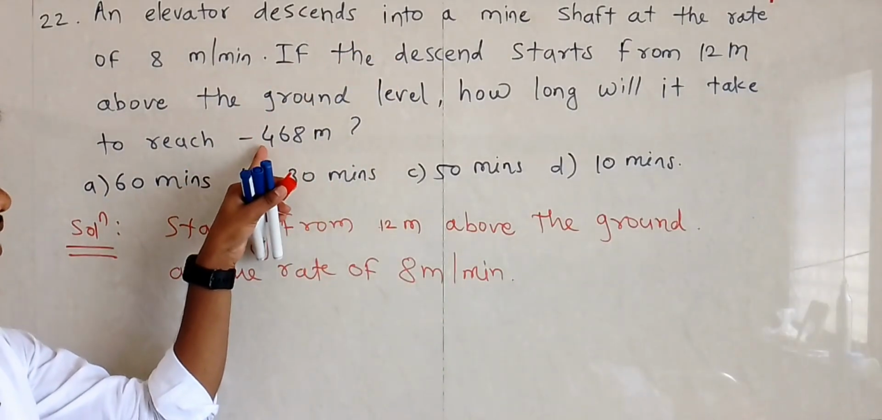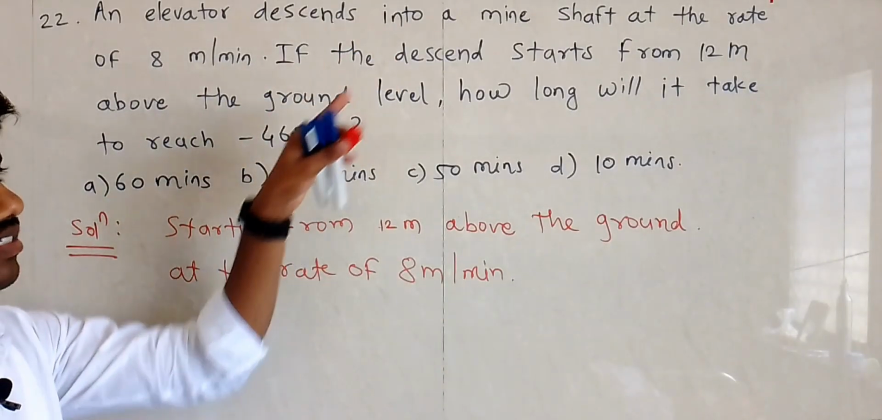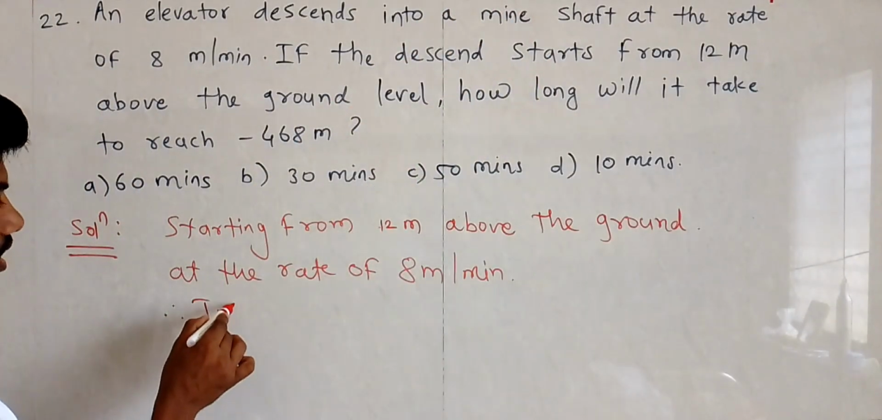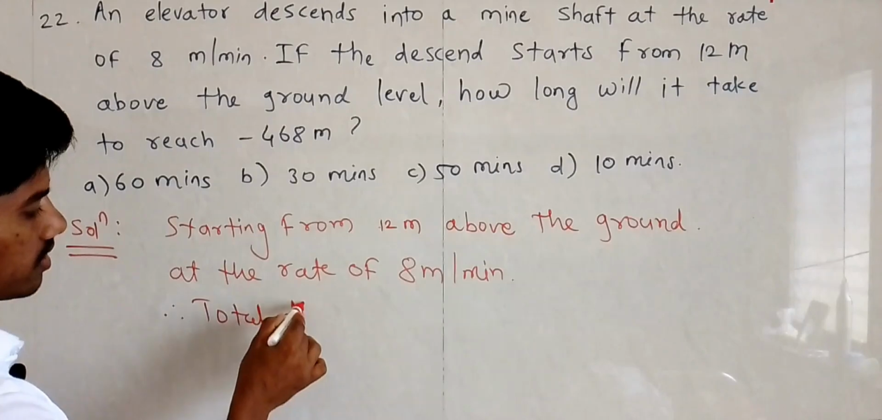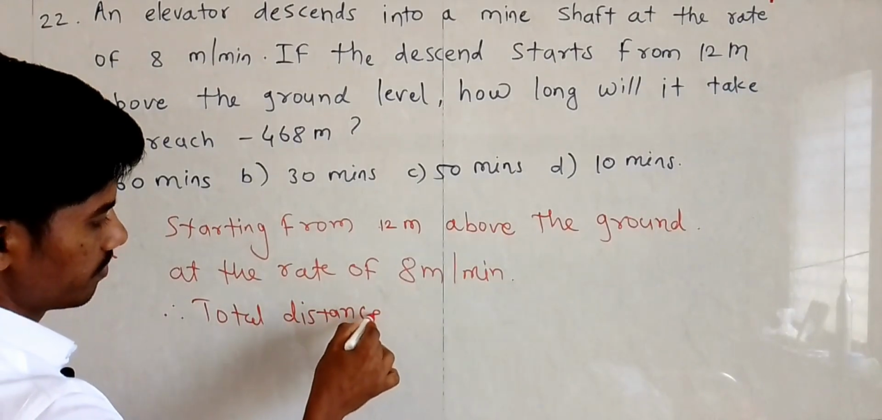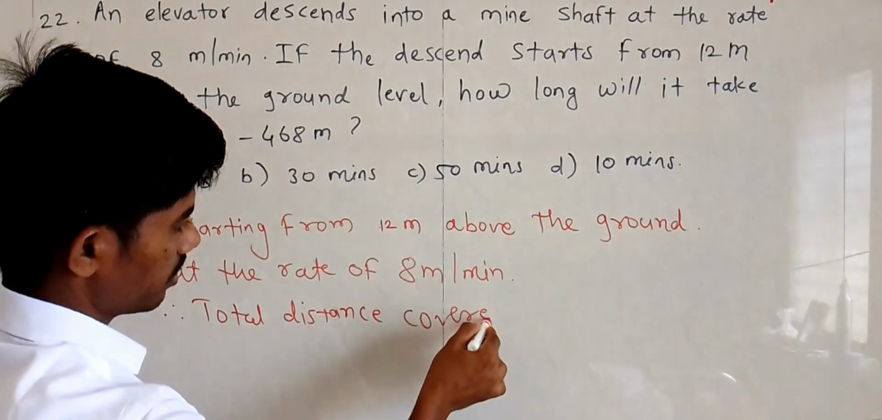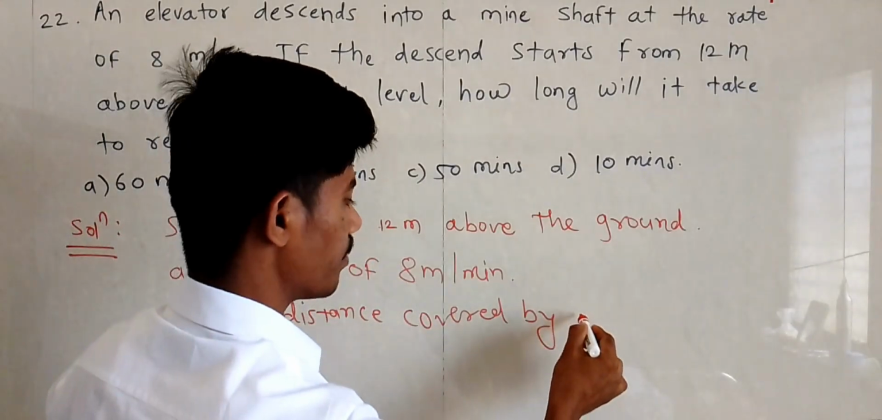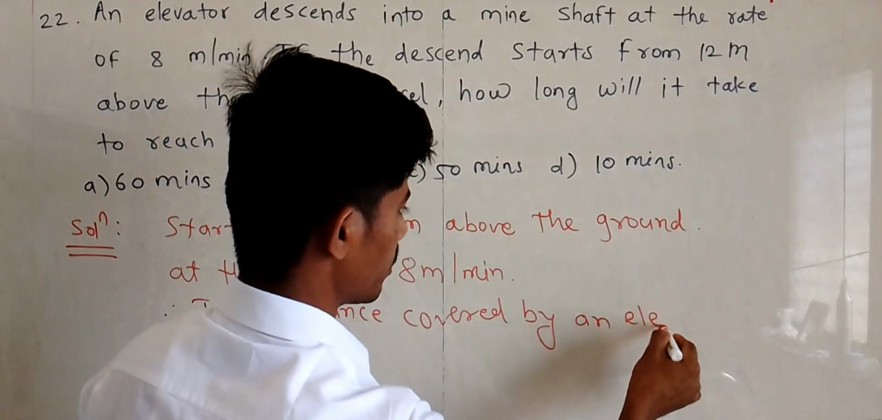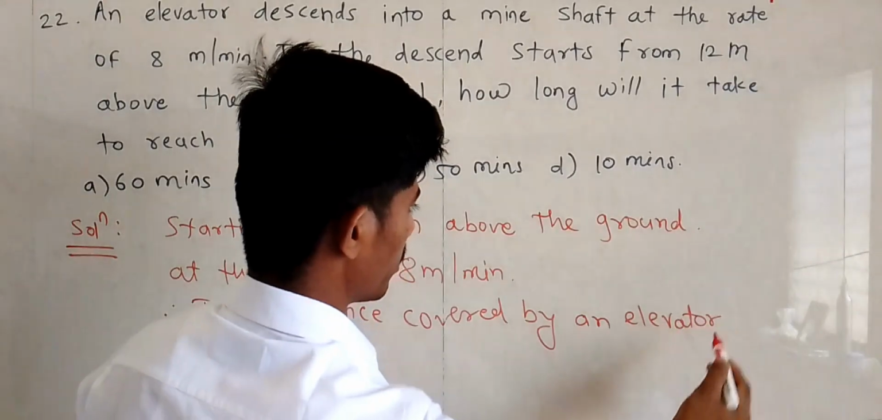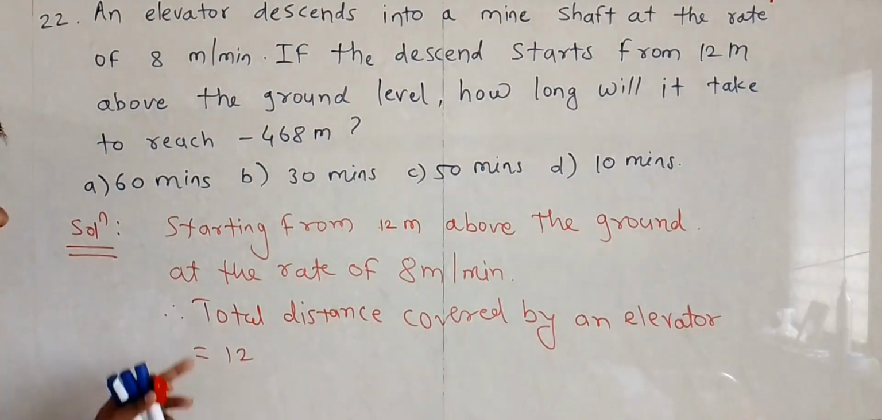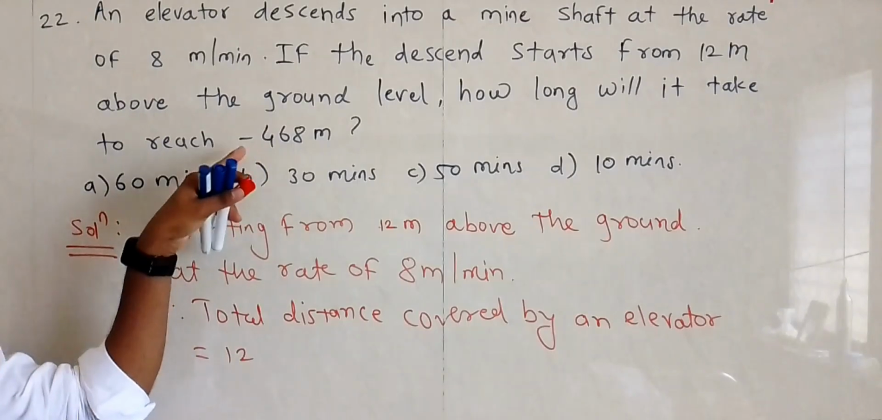Now it is covering minus 468. So what is the total distance? Therefore, the total distance covered by the lift or an elevator is equal to 12, and this is in the minus direction.